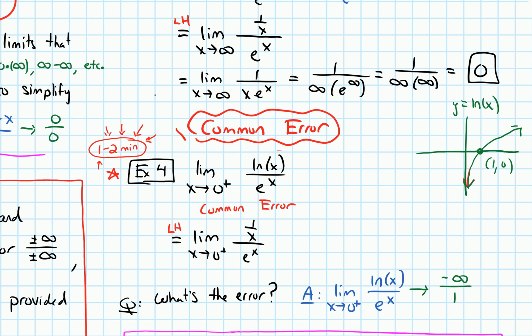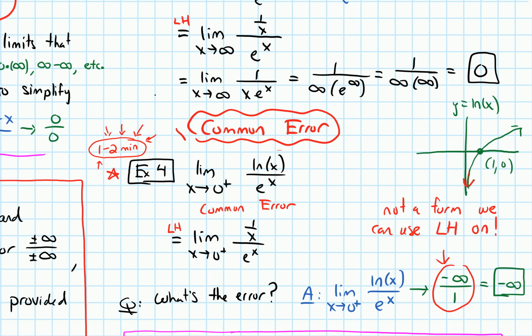So the problem with doing L'Hopital's is this is not one of the forms we can use L'Hopital's on. We can use L'Hopital's on infinity over infinity, or maybe with negatives like we have here, or 0 over 0, but not negative infinity over 1. In fact, we don't even need L'Hopital's for this. Negative infinity over 1 is something that we know what it is. Negative infinity divided by 1 is just negative infinity. That would have actually been the correct answer.